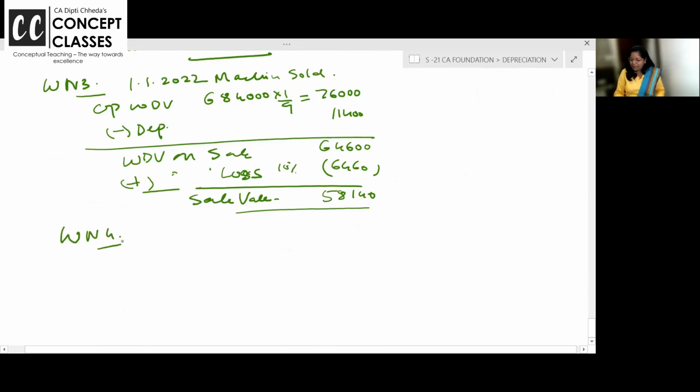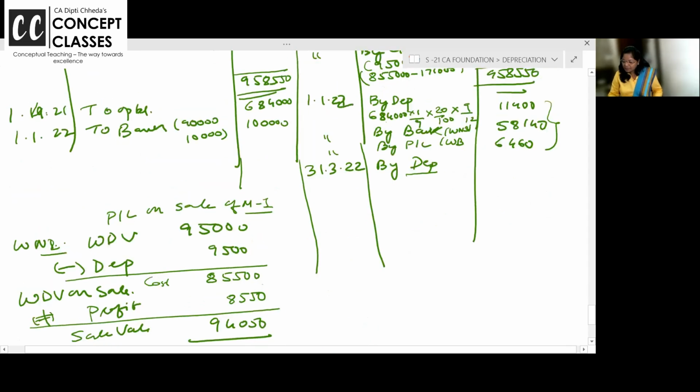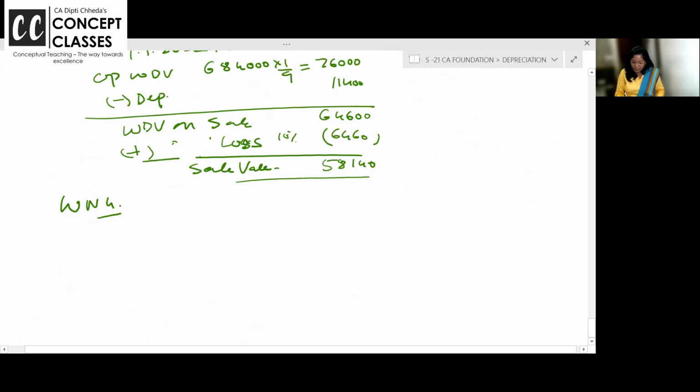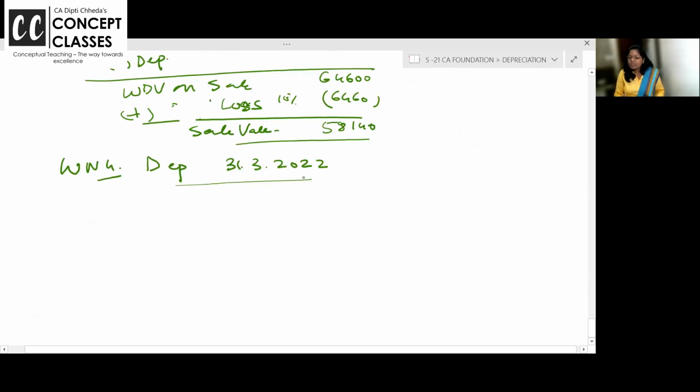Working note 4 I am making. Working note 3 is here for the profit and loss. Now working note 4. Depreciation for 31st March 22. 6,84,000. So this 6,84,000 was for how many machines? 9 machines. Out of that, one machine is sold. So now 8 by 9 you have to charge the depreciation into 20%. I hope you all are getting why 8 by 9. So 684 into 8 divided by 9 into 20%.